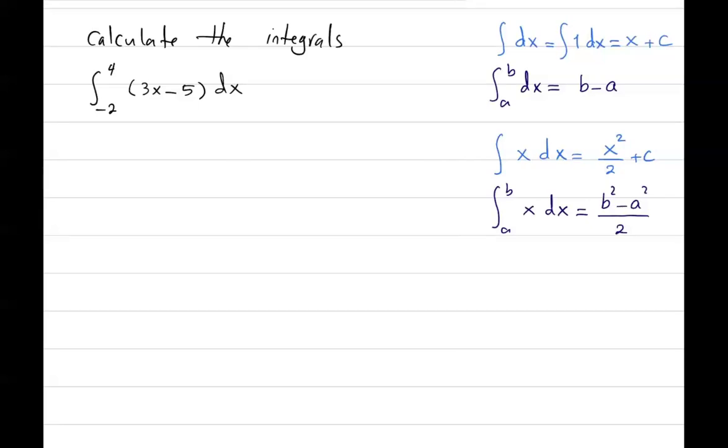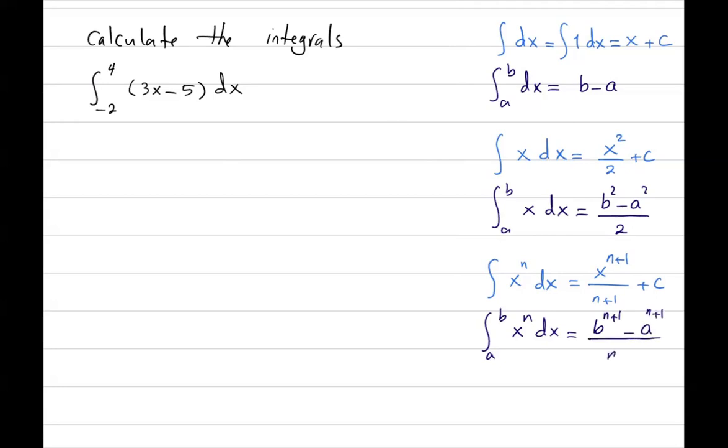And in general, if you have the integral of x to power n dx, this guy is x to power n plus 1 divided by n plus 1 plus c, and in definite form from a to b, x to the n dx is b to power n plus 1 minus a to power n plus 1 divided by n plus 1. So these are the formulas that we're going to follow when it comes to the integral using power functions.